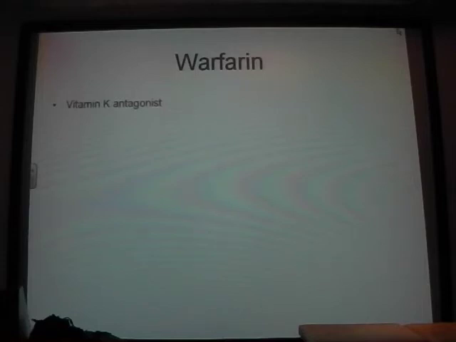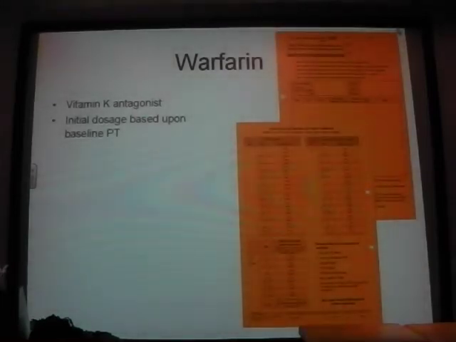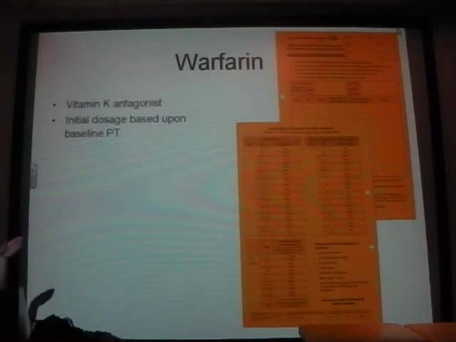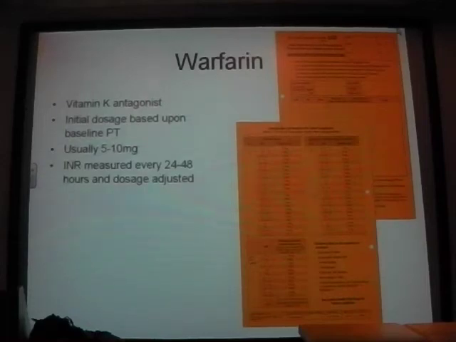Warfarin, as you all know, is a vitamin K antagonist. The initial dosage of warfarin is based on the prothrombin level, so you take a blood level, and then based upon that you give a warfarin dosage, but usually it's about 5 to 10 milligrams. There's a proforma that we use in Leeds, and it tells you exactly how much to give based upon their INR. And then you measure the INR every 24 to 48 hours over the first few days. And then when someone's been on warfarin quite a while, it's usually every 12 weeks.